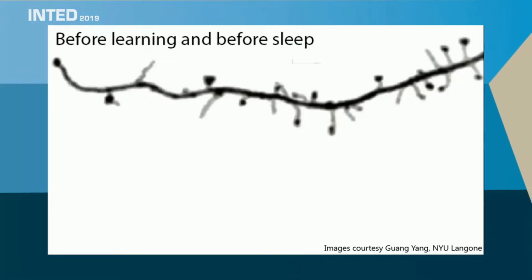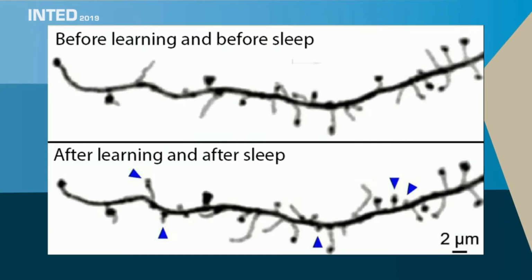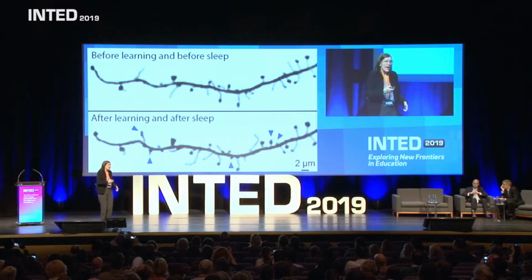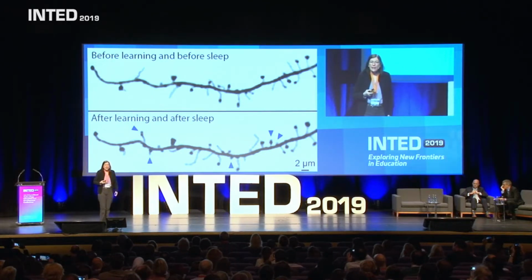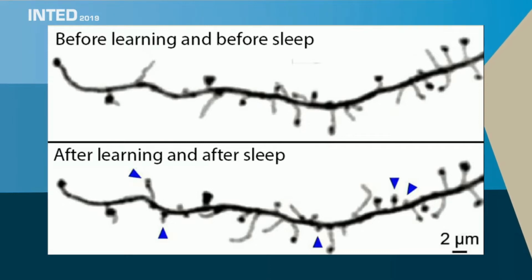Here you can see a light microscopy image. This is an image of a neuron before learning and before sleep. And this is the same exact neuron after learning and after sleep. If you look, wherever there are these blue triangles, they indicate new dendritic spines that have popped out and emerged as a consequence of the fact that you've learned something and then gone to sleep at night.